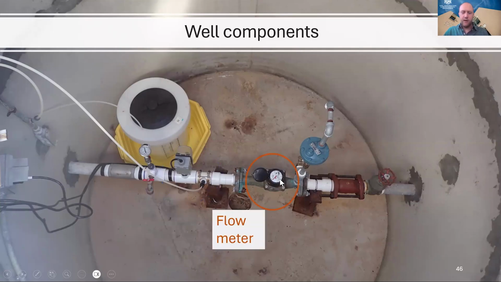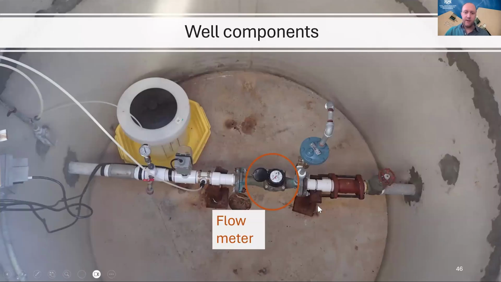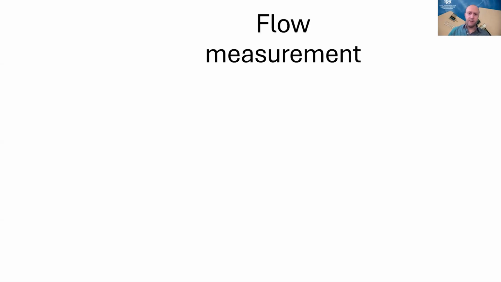Here's our flow meter. That's important to know how much water is flowing through your well, and it has a totalizer on it. And while we're talking about flow measurement, in this picture, this is a meter similar to what you'd see for a house. But there are different kinds of flow meters.